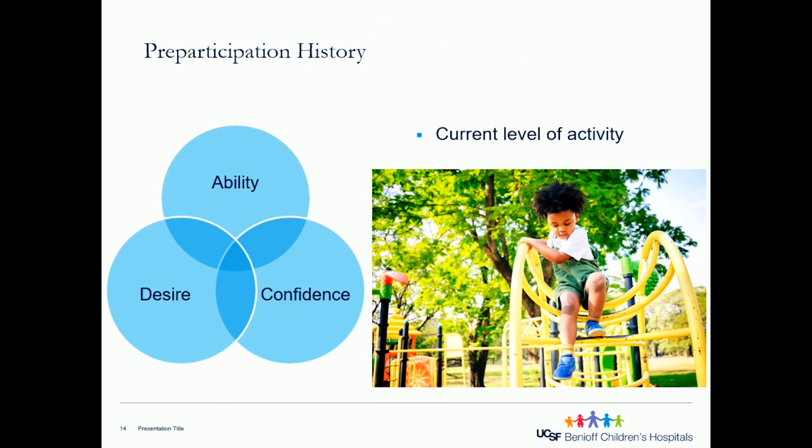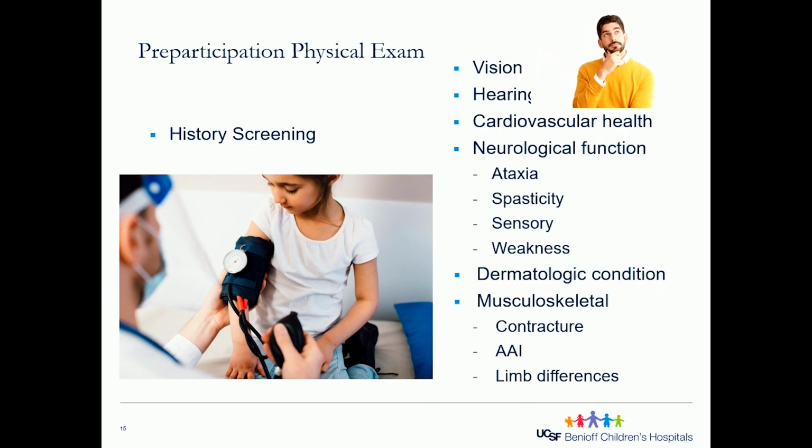So, we talked a little bit about looking at what the child's physical literacy might be at the pre-participation exam, thinking about their ability, their desire, and their confidence, and exploring that with the family. I'll briefly highlight some topics about the physical exam, before moving on to thinking about some specific populations within sports, children with disability, and the way to engage their physical exam and think about common conditions that occur. So doing some preliminary screening of vision, hearing, cardiovascular health, and then thinking about neurologic function.